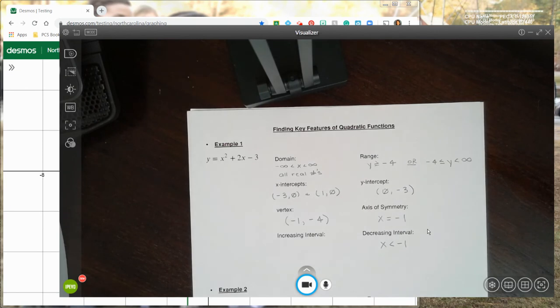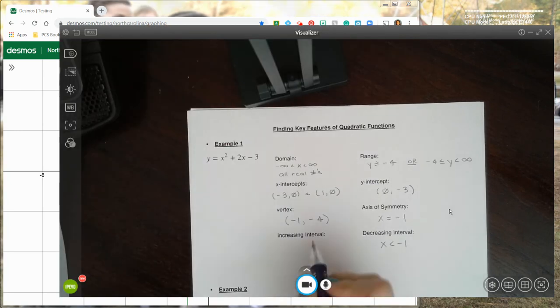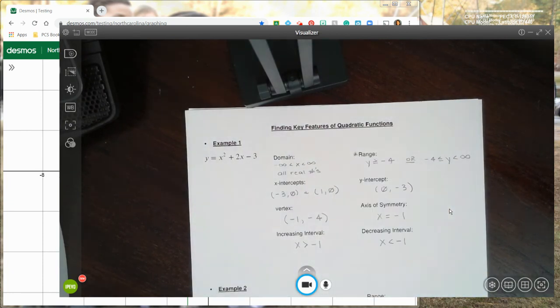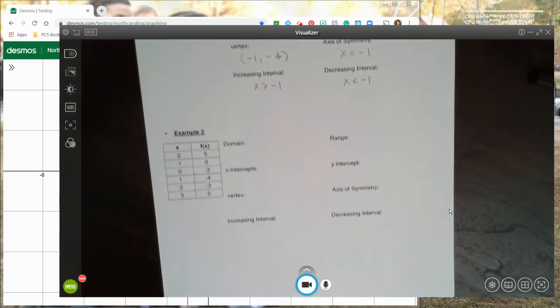And on the flip side of that, quite literally, as soon as I flip to the other side of the vertex, I am now increasing. So I would write this as any x value greater than -1, we are increasing. The only time I will ever write an interval using a y value is the range. All of my other intervals and axis of symmetry statements are all going to be x values every single time. So I'm just going to move my camera down a little bit so we can look at example number 2.